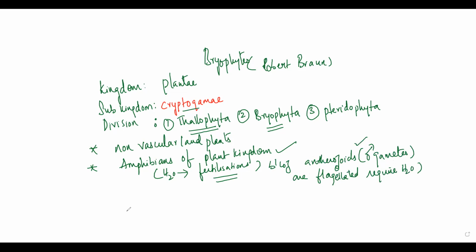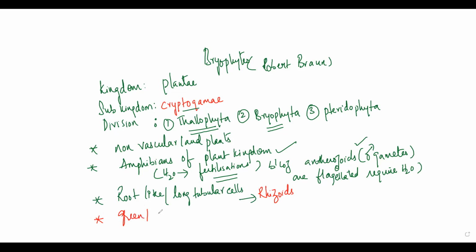Now, secondly, they have root-like long tubular cells. These are none other than rhizoids. So bryophytes have rhizoids. And the other thing is they are green and even photosynthetic.